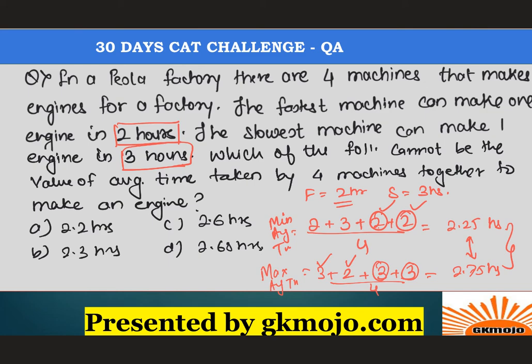Now compare it over here. You can see that the only value which is not lying between 2.25 to 2.75 is option A, and hence that is the correct answer. I hope you would have understood how to solve such type of questions.